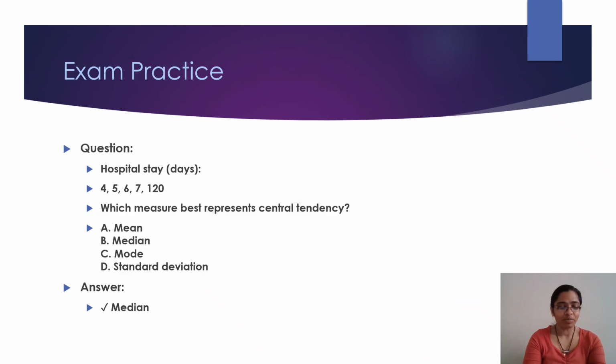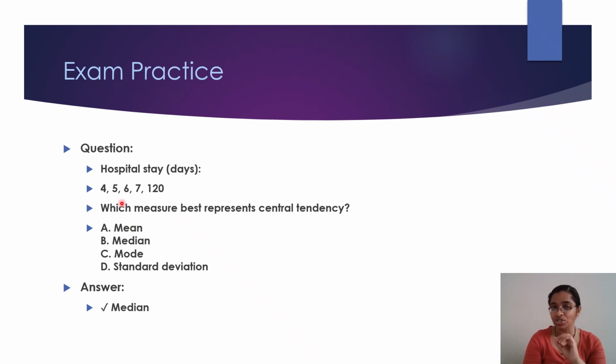Now let's do a bit of practice and learn how to apply this. You have a question: one patient stayed 120 days. So we have data 4, 5, 6, 7, and one of these patients stayed for 120 days. Tell me which measure best represents the central tendency. There is an outlier. Mean we have excluded. Mean is heavily affected by the presence of outliers, so it's not mean.